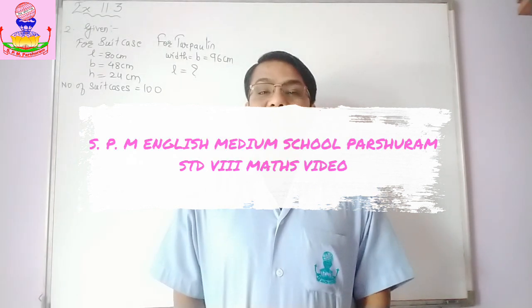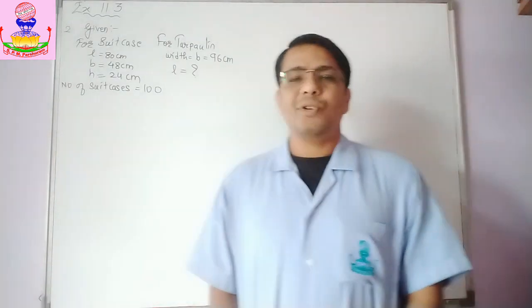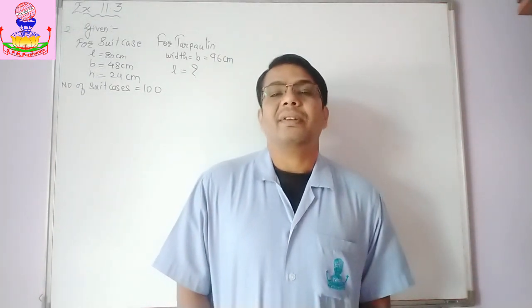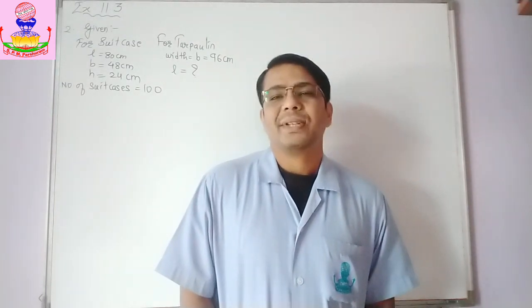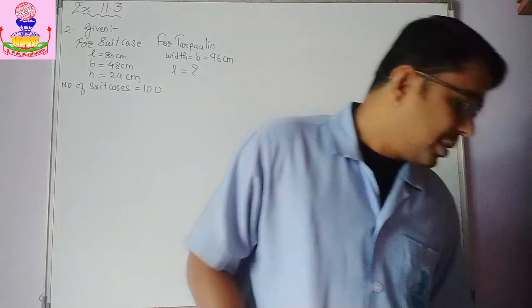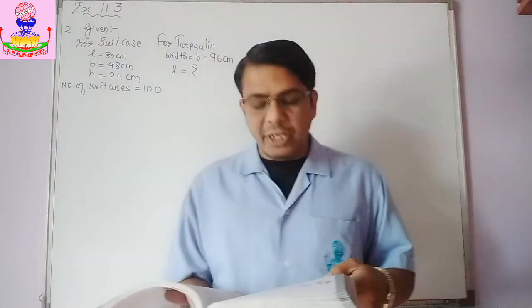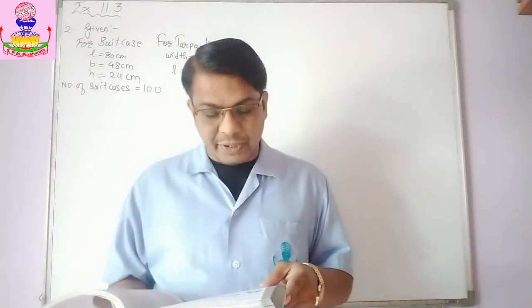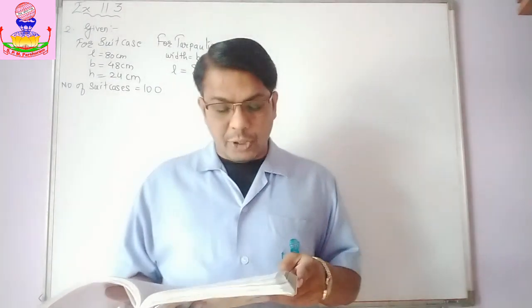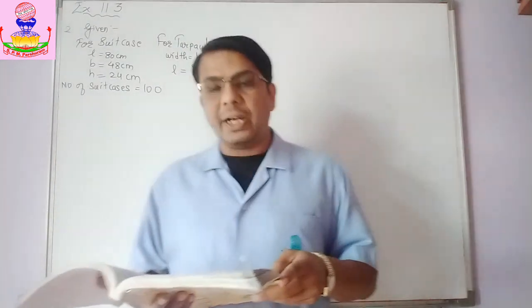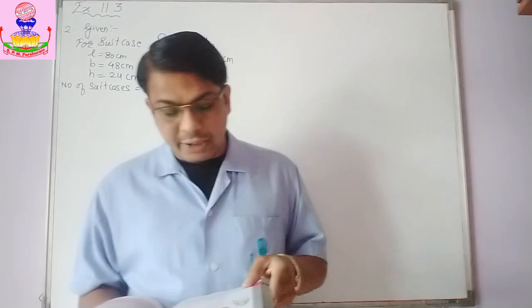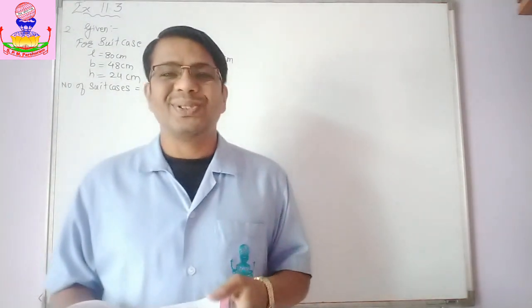Last time we talked about the surface areas of cuboid, cube and cylinders. Now based on these formulas, let us solve some of the examples from exercise 11.3. The second one from that: a suitcase with measures 80 centimeter into 48 centimeter into 24 centimeter is to be covered with a tarpaulin cloth. How many meters of tarpaulin of width 96 centimeters is required to cover 100 such suitcases?